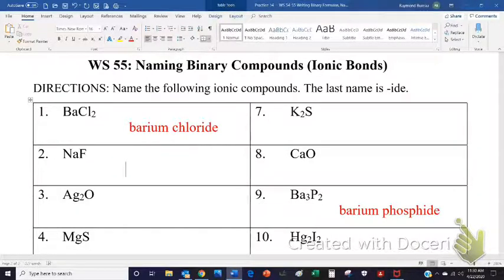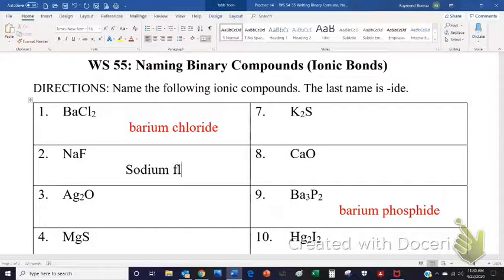All right. What element is Na? That's sodium. So all I'm going to do is type sodium. Okay? Don't worry about the capital letter. That's what happens when I try to type it on the iPad. F is element number 9, fluorine. But remember, IDE. So just type it.